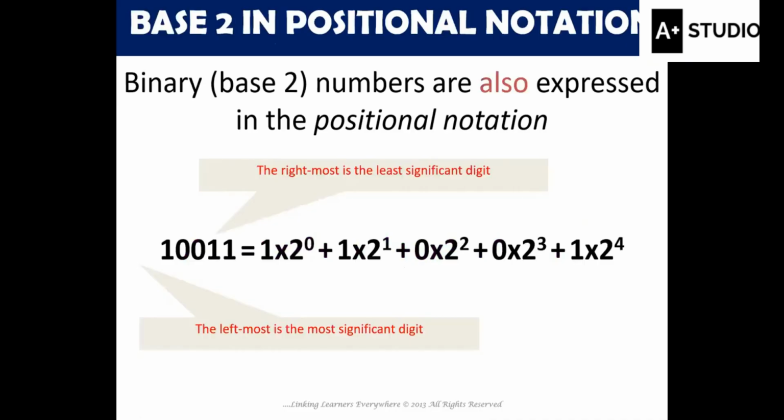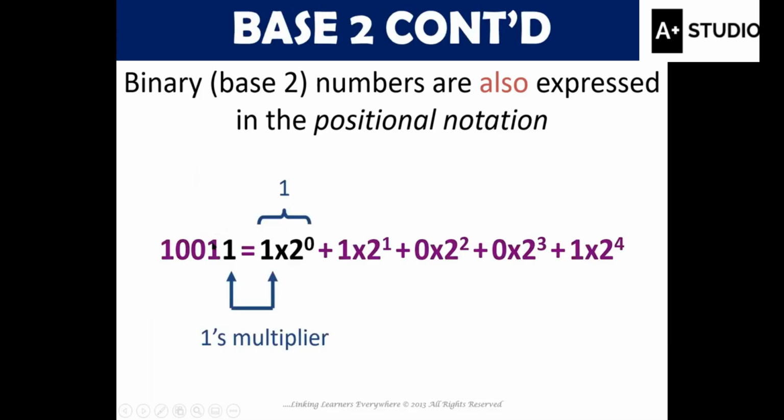Now, if we claim this number is in base 2, it's the same thing: take each digit, multiply by the base raised to the position where it occurs. This is 10011. Do you realize the digits here are made up of zeros and ones? That's why we claim this is base 2. So, verification: we number the positions from right to left, so 0, 1, 2, 3, 4.